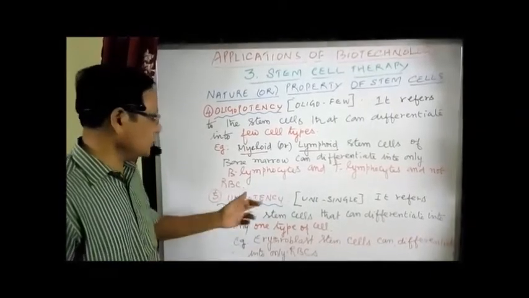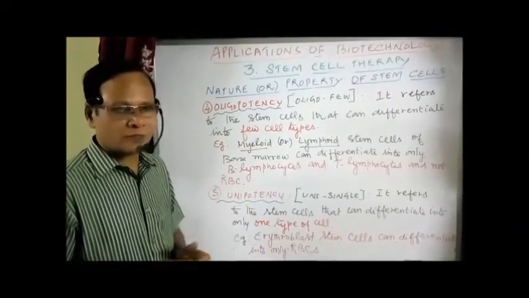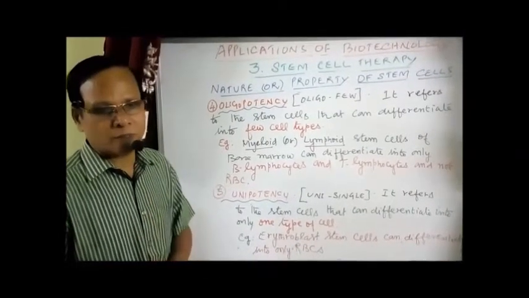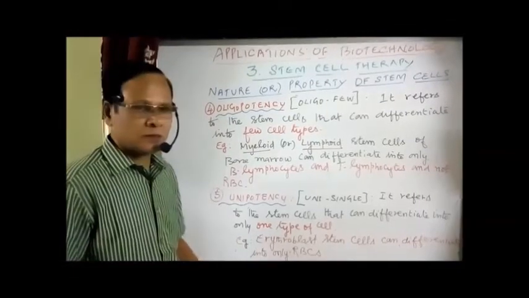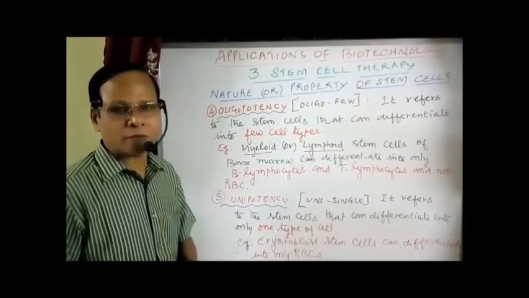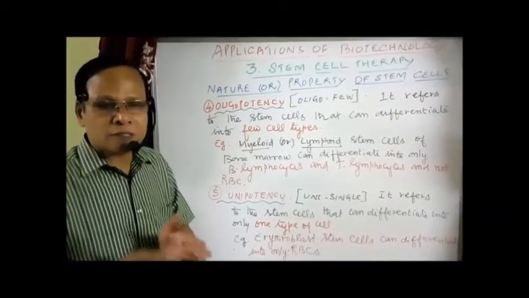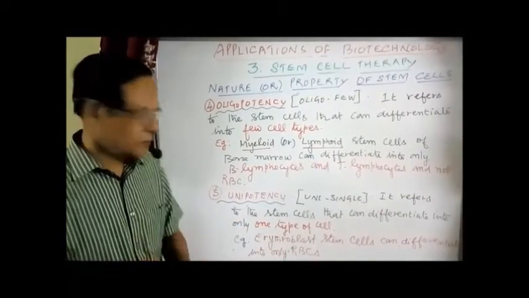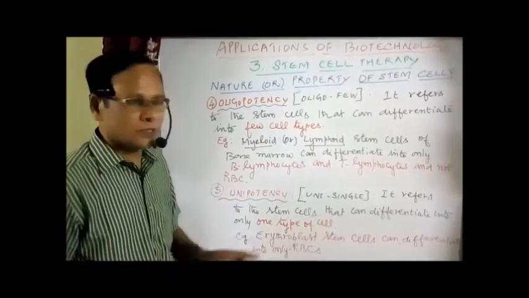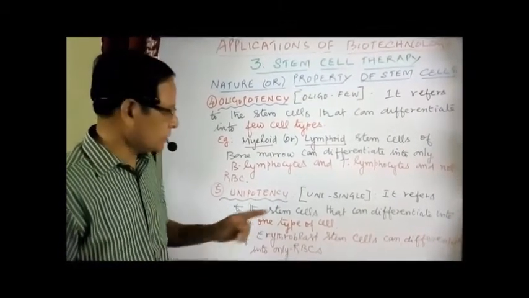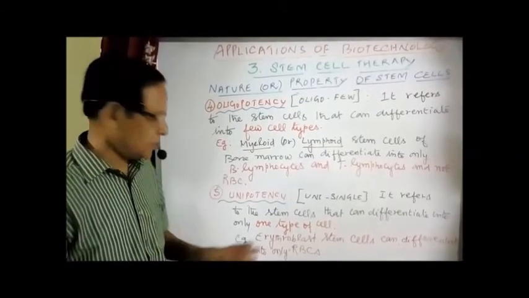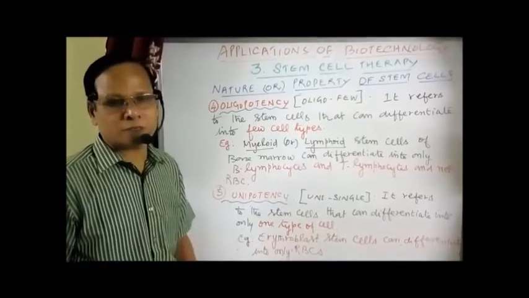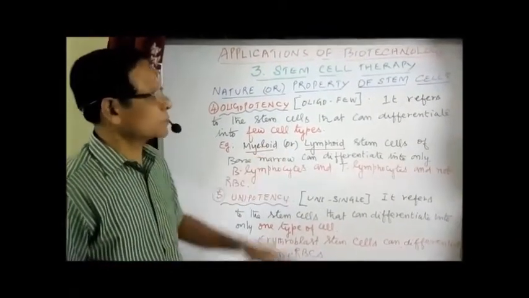Now the last one, unipotency. Uni means single. It refers to a stem cell that can differentiate into only one type of cell. An example is the erythroblast, the stem cell formed in the red bone marrow. It differentiates into only the RBCs, not any other cell types. So that is an example for unipotency. Only one type is differentiated from a stem cell. Example, erythroblast, which gives rise to the RBCs. That's about the nature or property of stem cells.